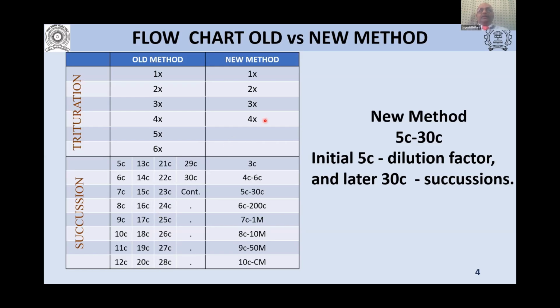But in the new method, which is shown in the right column, the initial potency, right? The initial potency here, which in this example is 5C30C, indicates that the level of dilution is equivalent to the old 5C dilution. Whereas the next set of numbers, which is 30C, tells us that in this particular sample, the number of succussions used is equivalent to what in the traditional method amounts to the number of succussions given to a 30C sample.